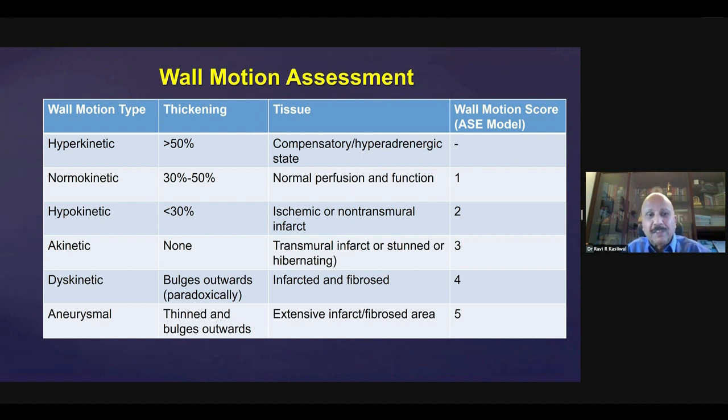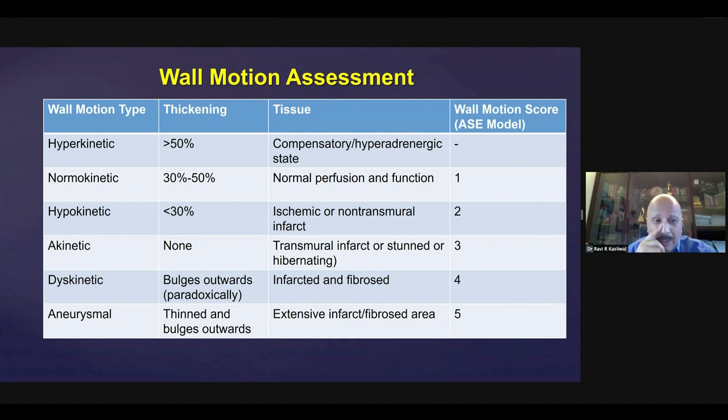So hyperkinetic, if there is thickening, is more than 50%. But we are talking of normokinesia, hypokinesia, akinesia, dyskinesia, and aneurysmal today when we talk in terms of what is happening in coronary artery disease. Normokinesia, wall motion type, and thickening 30 to 50%, and this shows a normal perfusion and function. Hypokinesia, when the thickening and wall motion is less than 30%, ischemic or non-transmural infarct is what it will show you. Akinetic, no thickening, transmural infarct, or stunned or hibernating myocardium.